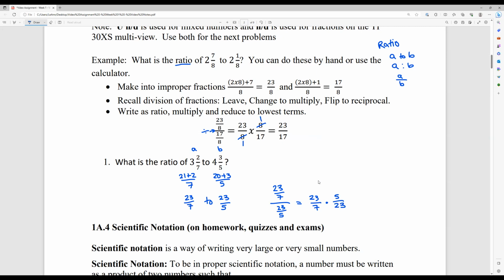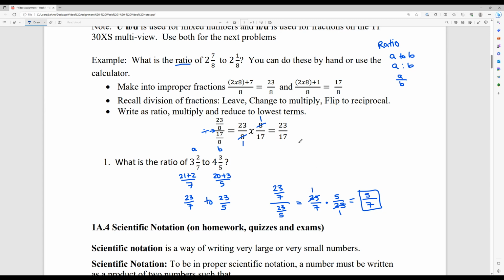Now, we got lucky again here. These are reducing because they're both divisible by 23, and we are multiplying, so that is an appropriate way to reduce the fractions before multiplying. So 1 times 5 is 5, 1 times 7 is 7, so we get 5/7.